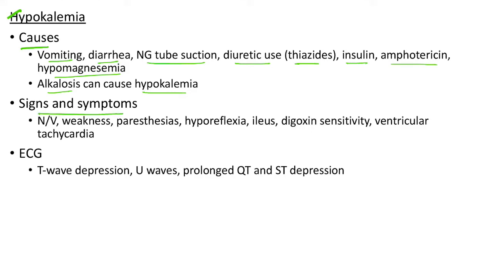What are the signs and symptoms of hypokalemia? Nausea and vomiting, weakness, paresthesias, hyporeflexia, ileus, digoxin sensitivity, and ventricular tachycardia. Now let us see about the ECG findings in a case of hypokalemia. There will be T wave depression, U waves, prolonged QT, and ST depression.